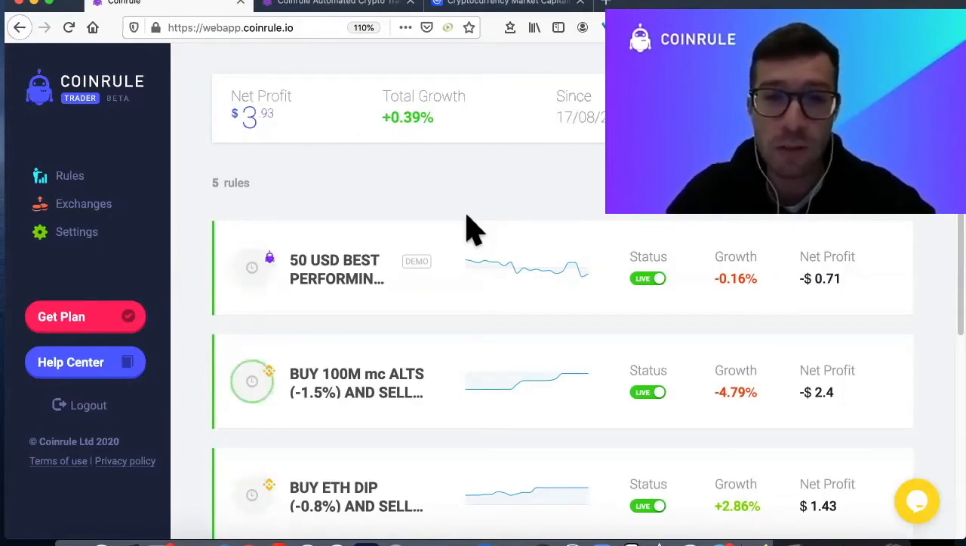Instead, with Coinrule, since you can plan all your rules specifically step by step, you can see at each point where the rule is failing. And this is where I guess most of the value of our product comes in.